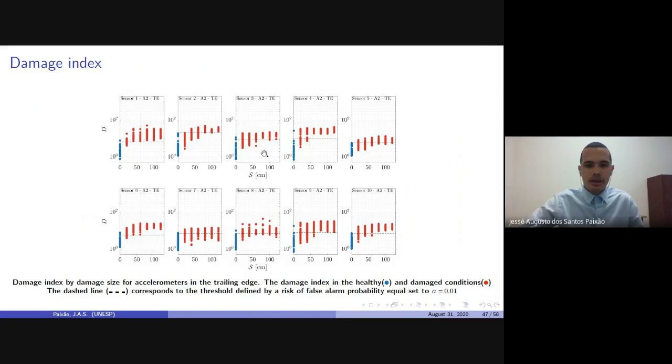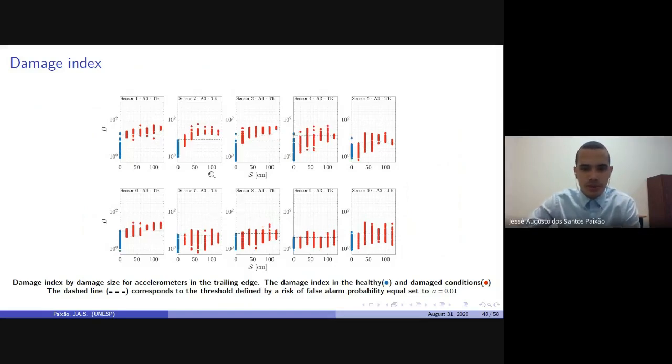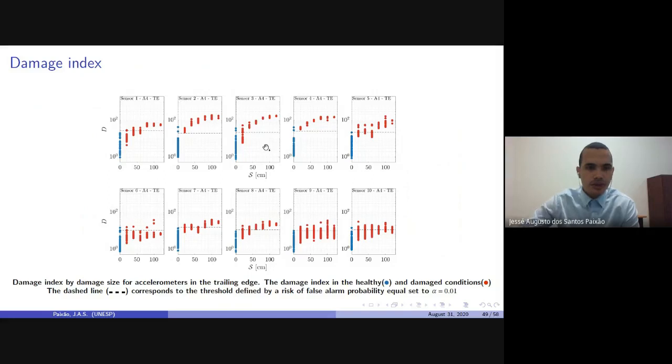In this case, it seems that the overall performance is lower regarding damage sensitivity, because in some cases it's difficult to distinguish between the healthy and the damage conditions. For the actuator at position A3, we have a result similar to that observed for position A2. And for actuator position A4, we can note that some sensors present a higher sensitivity to the presence of damage. We can also note a more pronounced trend between the damage index and the debonding size, for example, in this sensor too.